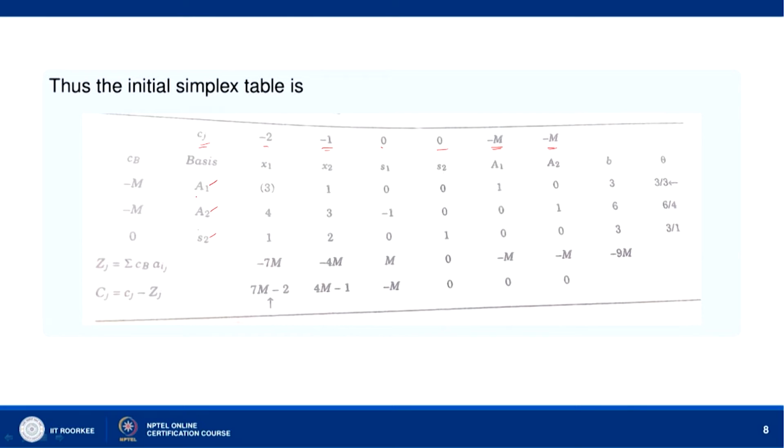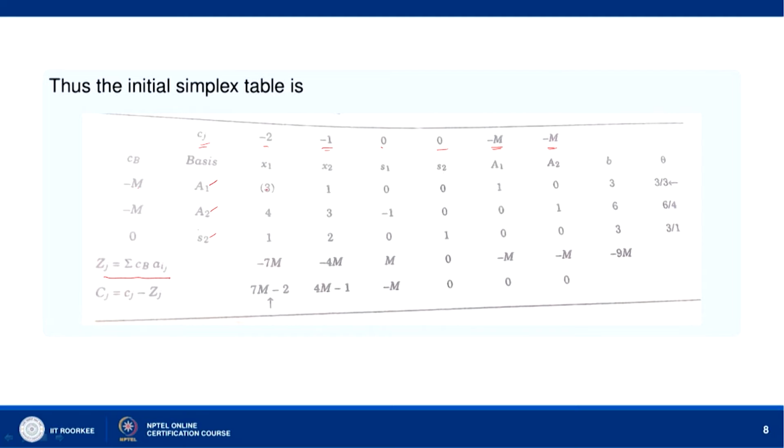Now, the coefficient of a1 in the objective function is minus M. So, under the CB column we write the coefficients of the basic variables: minus M, the coefficient of a2 is minus M, and the coefficient of s2 is 0. Now, we calculate Zj equal to sigma CB aij. Let us see, this is your CB column.